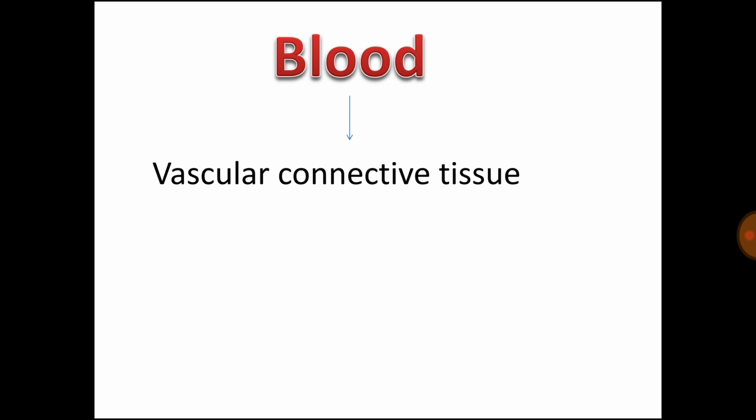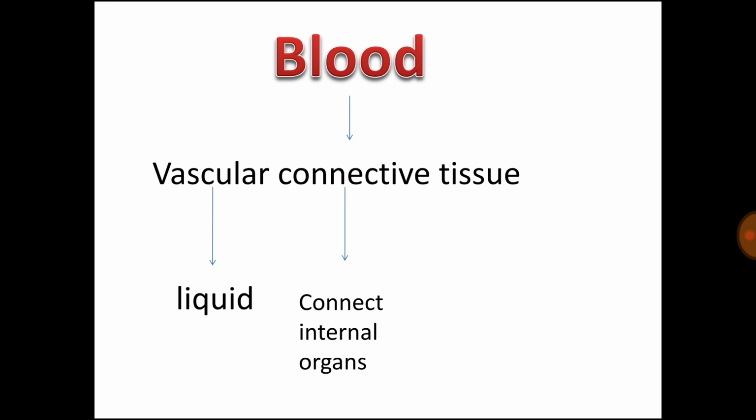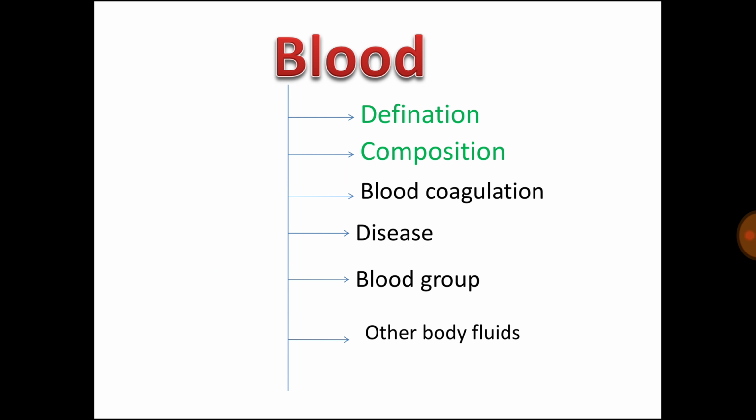Blood is a vascular connective tissue. That means it is liquid in nature, and connective means connecting internal organs and having a group of cells. Tissue means a group of cells. So blood is a liquid which connects internal organs and has a group of cells. Next we're talking about the composition.